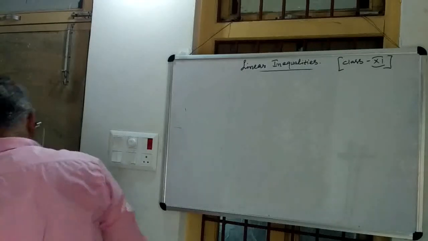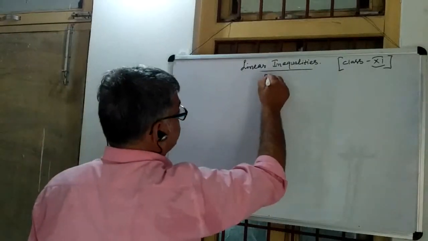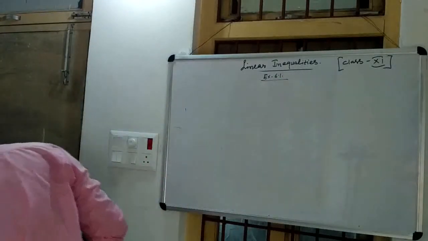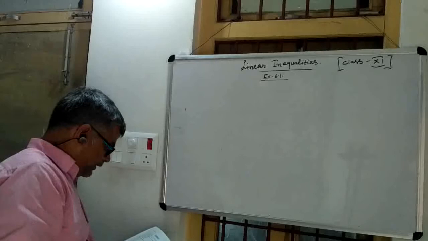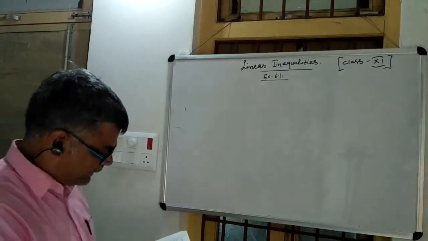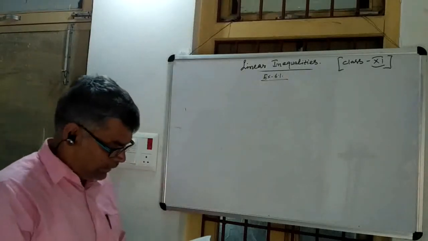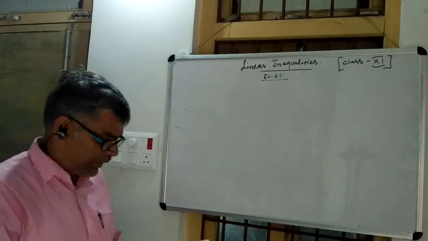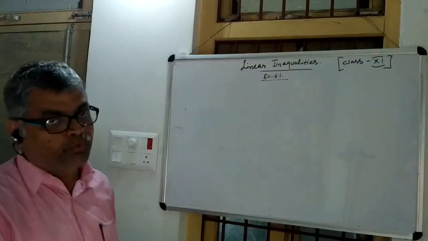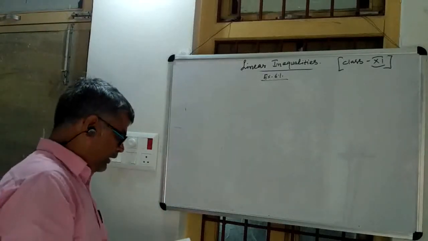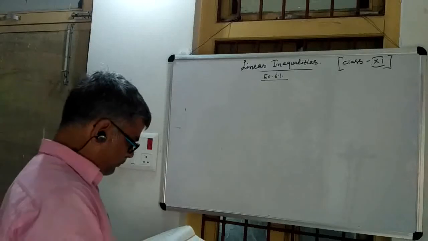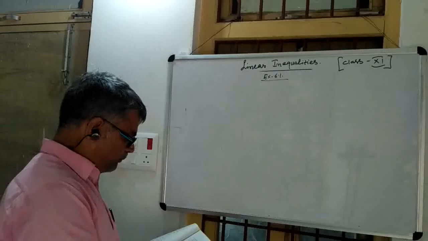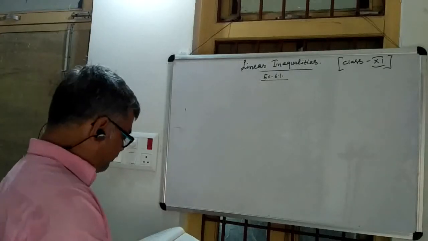Now let's see exercise 6.1. The next question says: solve the inequalities in exercises 17 to 20 and show the graph of the solution in each case on the number line. It means that you have to represent the solution graphically on the number line.